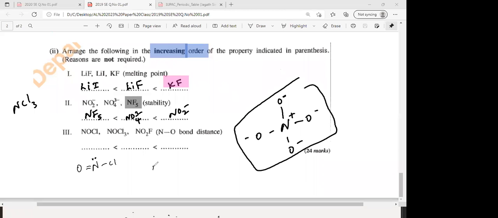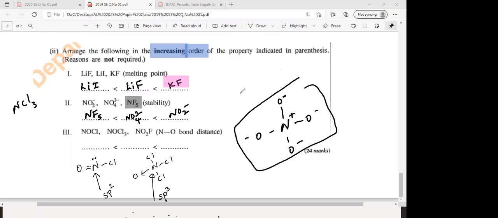Then NOCl3, you can go like this. Chlorine. You can have a dative bond like this. So you can check the hybridization now. Then you can easily check the bond angle. So this is sp, this is sp2, this is sp3. Look at the screen. This is sp3.